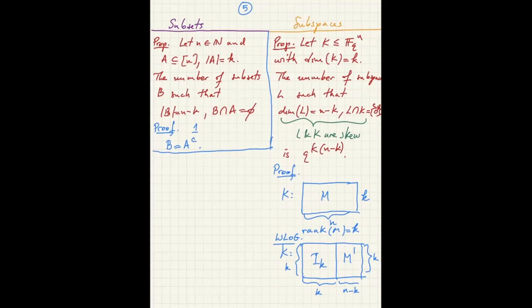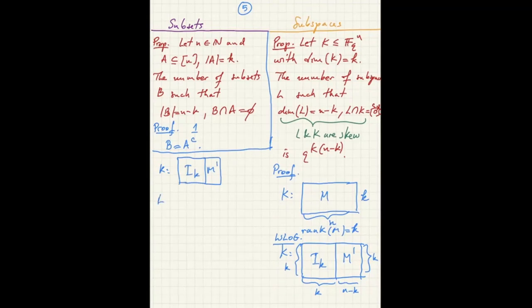Okay. So now, what are we counting? We're counting the L's, and now the K has this shape. Let's say IK and M prime. N has its own, L has its own matrix. You can take a basis for it, and you can put it here.